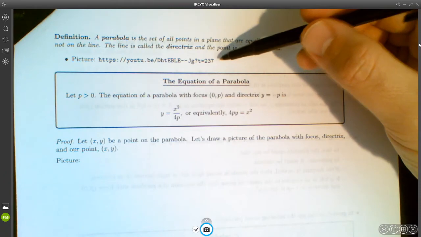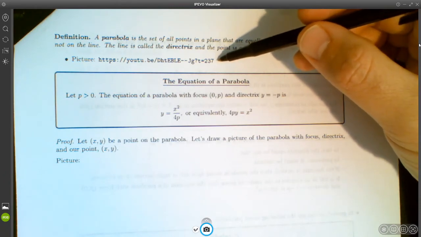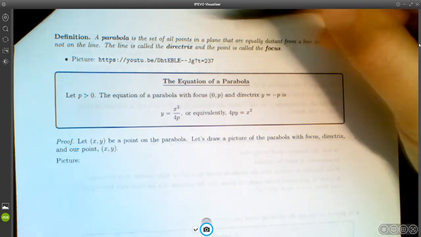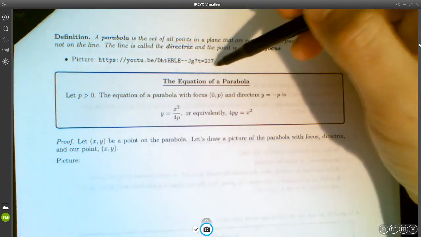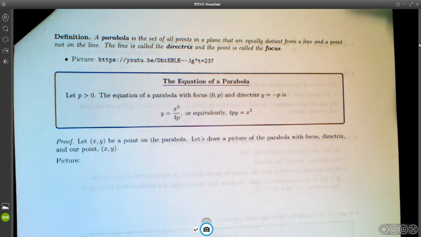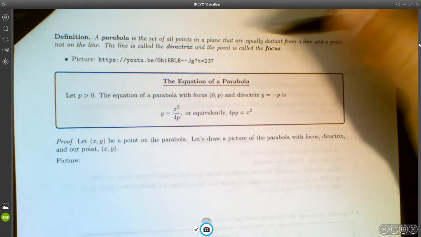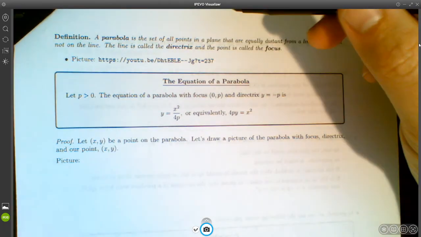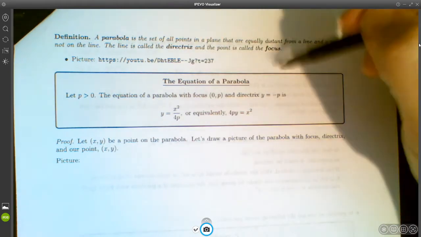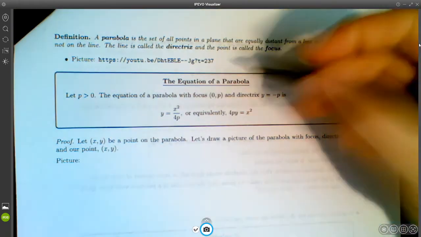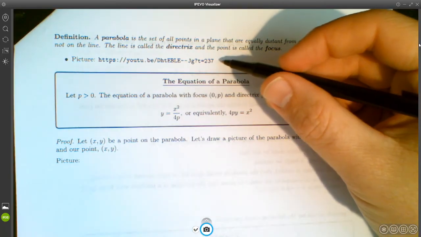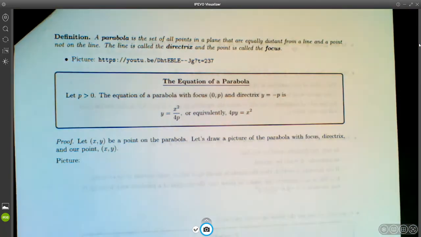You're going to want to watch this video because the person in this video draws the parabola based off of this definition, so that you can convince yourself that you really do get a parabola if you look at the points that are equally distant from the directrix and the focus. You get a parabola shape out of that. So again, I'll post a link to this on Canvas, but pause the video now and take a look at that.